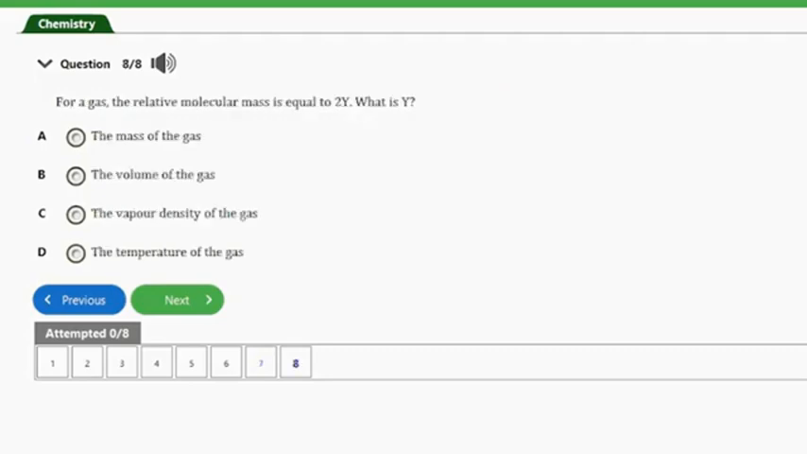So let's quickly go ahead and consider the next and the last question here, guys, and that's question number 8. It says, for a gas, the relative molecular mass is equal to 2y. What is y? A, the mass of the gas. B, the volume of the gas. C, the vapor density of the gas. D, the temperature of the gas. So guys, the answer to this question is option C, and that's the vapor density of the gas. The relative molecular mass of a gas is twice its vapor density. So guys, y here will represent the vapor density of the gas.